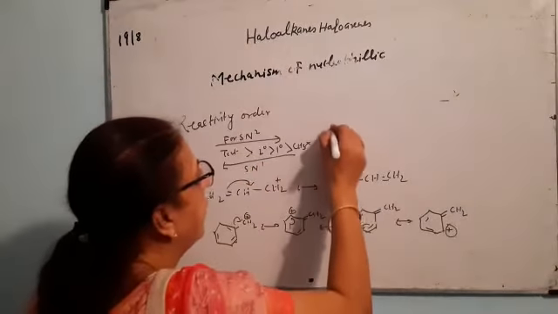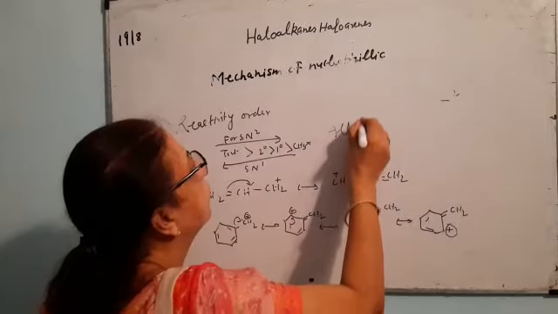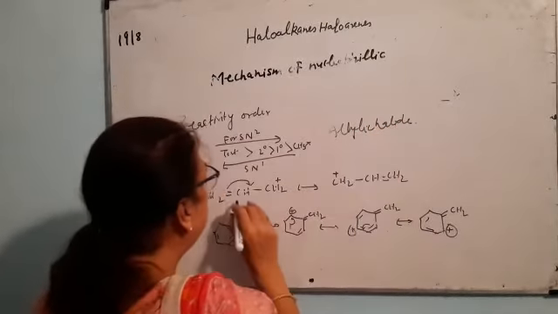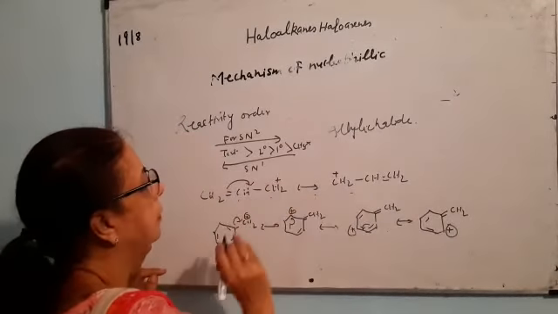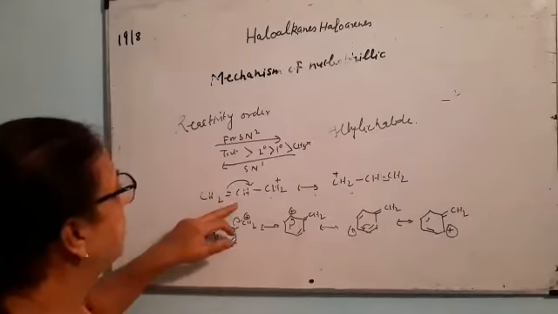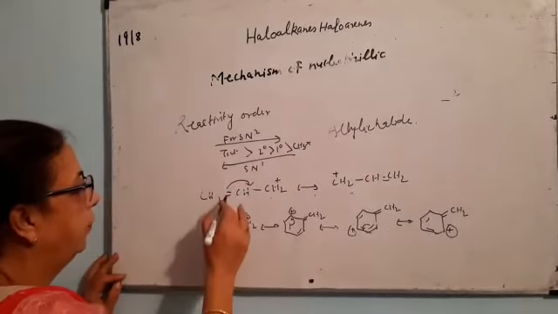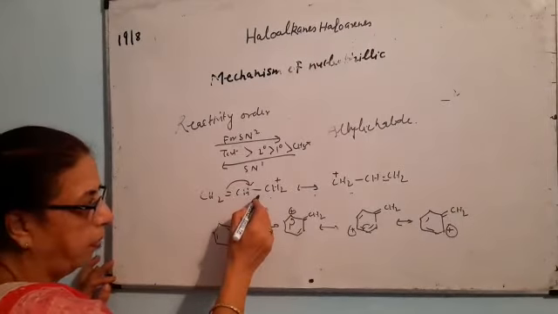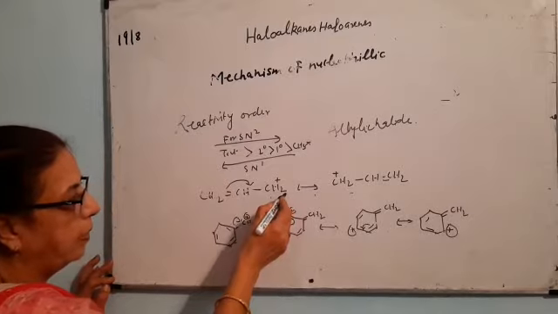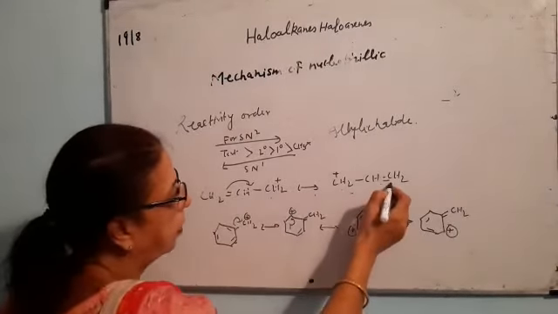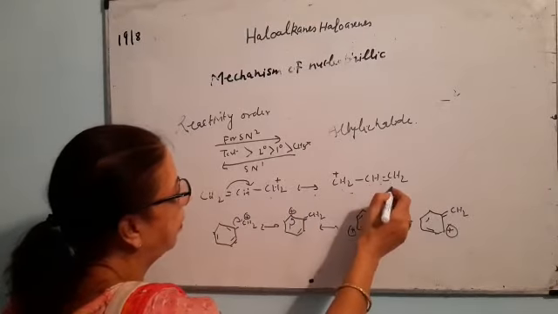Now let me take allylic halides. This is an allylic halide. These are stabilized by resonance. I have made resonating structures. There will be breaking of the double bond and the positive charge will be shifted to this carbon, and there will be formation of a new double bond.